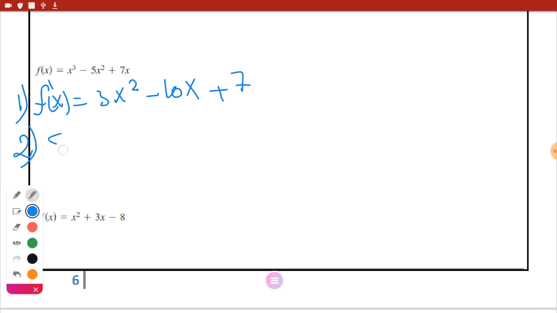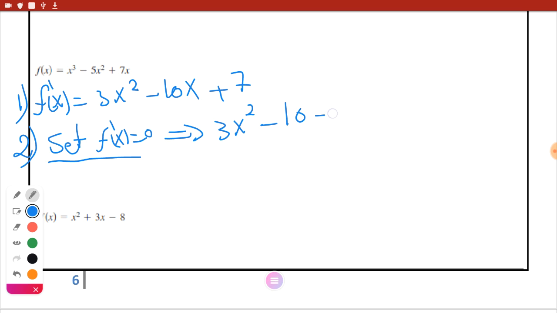Second step, set what? F prime x equal to 0. That is for you. That is my explanation. You don't need to write it when you solve. This implies 3x to power 2 minus 10x plus 7 equals 0. By factorizing, or you can use the calculator. It's so easy.